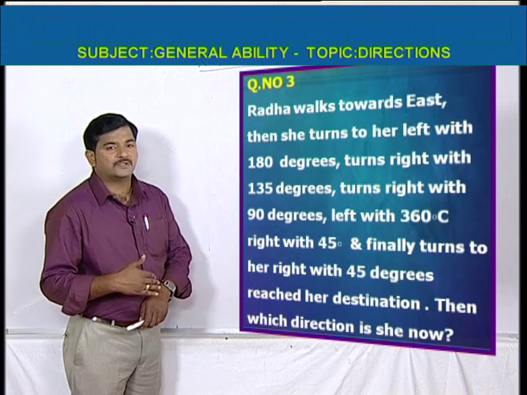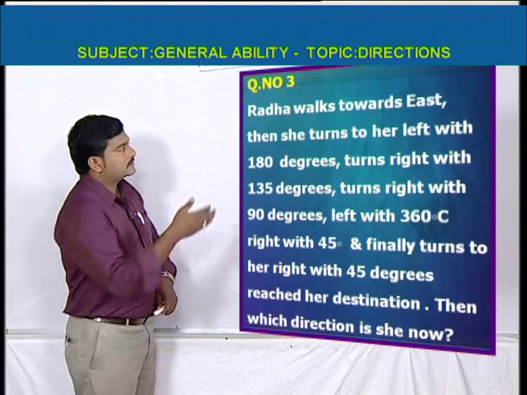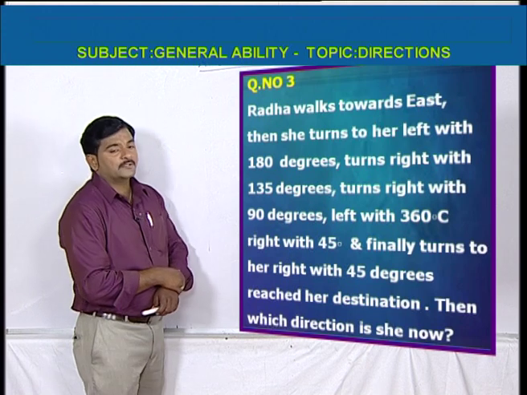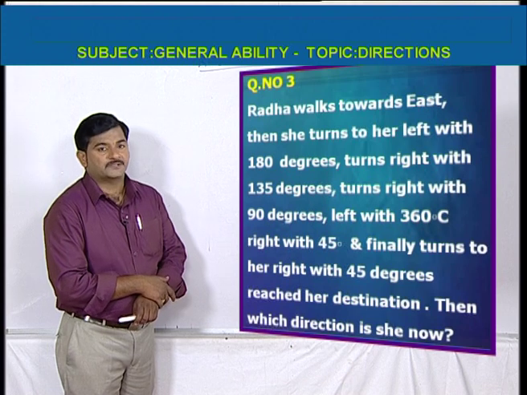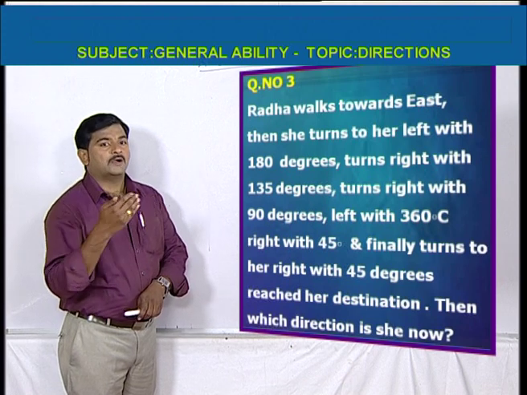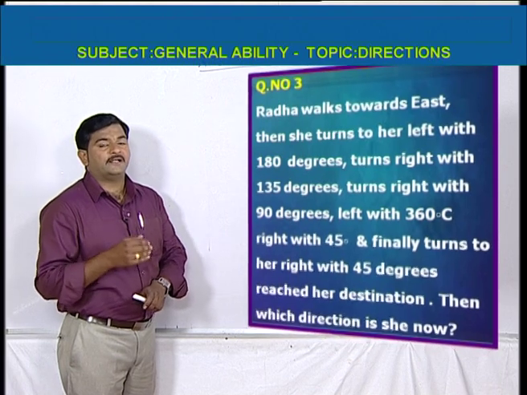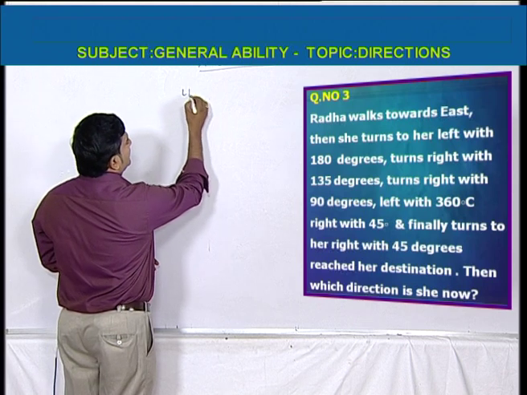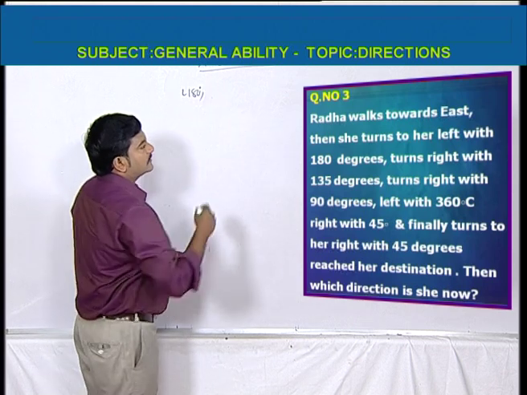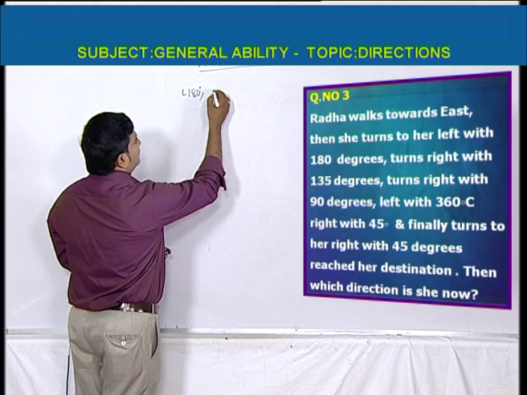But whereas in the third question, lefts and rights only, but he has given some angles. Okay, so just see the question. What he mentioned here, the question is: Radha walks towards east. Then she turns left with 180 degrees. Next, he has given, turns right with 135 degrees.